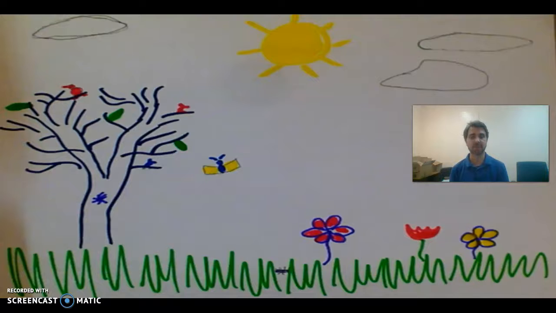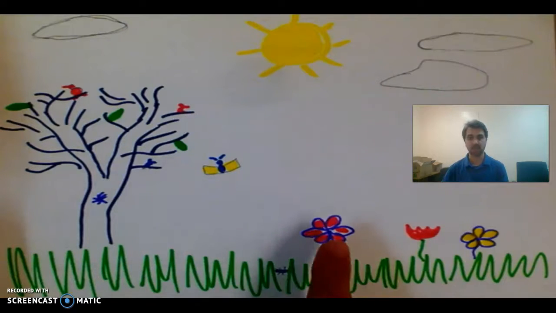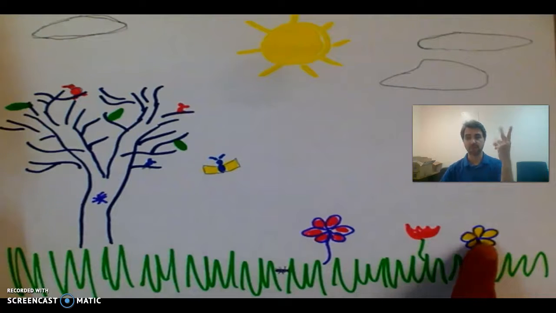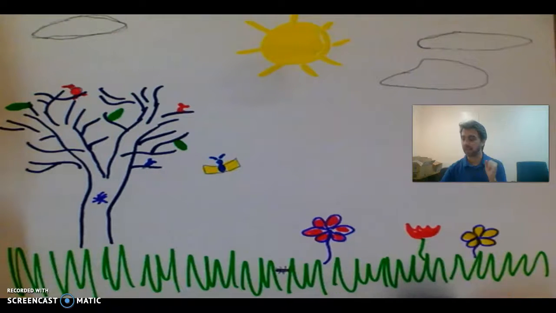And how many flowers do we have? Show me with number of fingers. You should have up 3. Here we go, 3 fingers, right? Because we have 3 flowers. Let's count. We have 1, 2, 3. Awesome.